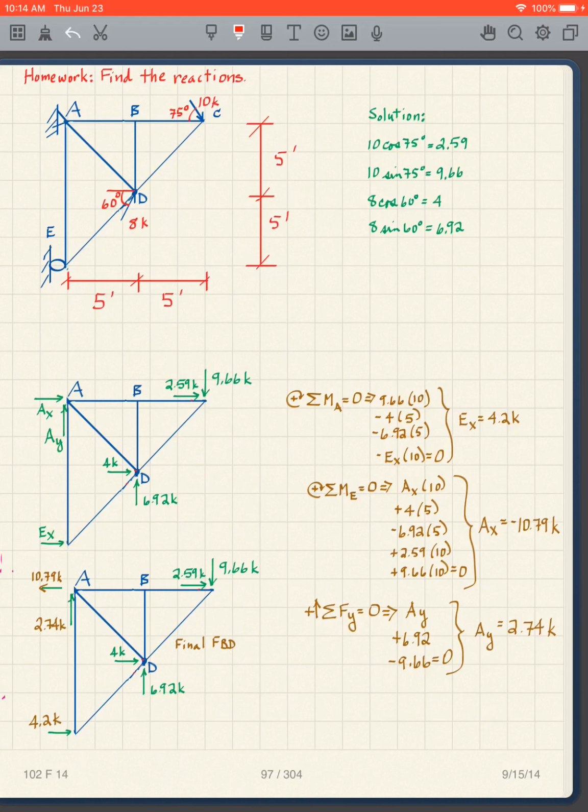There, the signs, taking moments about A, so that's going to be clockwise, so it's positive. Counterclockwise, so it's negative. Counterclockwise, so it's negative. And then counterclockwise, so it's negative. So those three are negative, and the first one is positive. So I solved that for EX, I get 4.2 kips. I'm going to take moments about E.